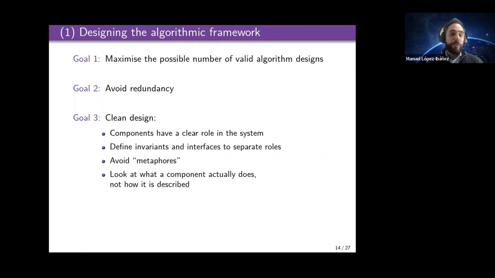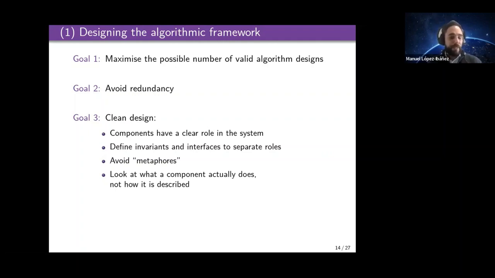On the other hand, you want to avoid redundancy. You don't want to have the same component under 2 different names, or you don't want to have that combinations of components lead to the same exact process than a different combination. So you have 2 different designs that are basically doing the same. And the third goal is that you don't want your framework to be too complex. You want components to have a clear role in the system and not have components that fit awkwardly between 2 roles.